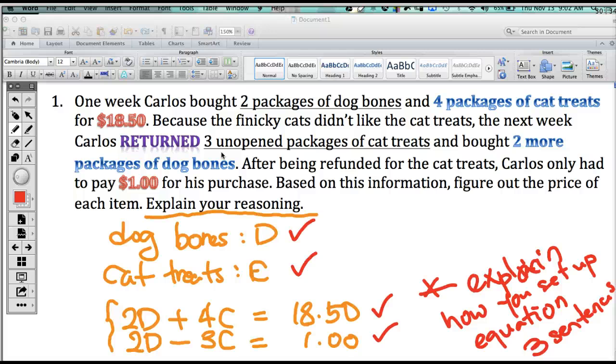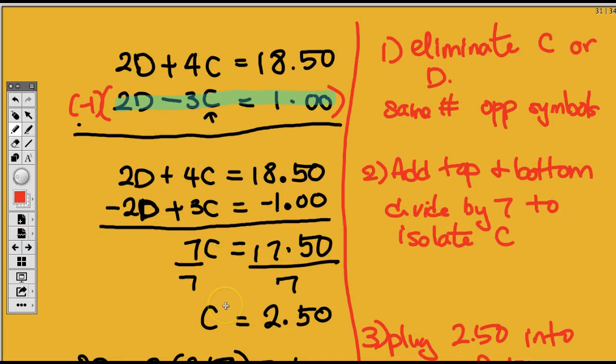Now, what if he got refunded like $3? What are you going to put here? -3, right? So please make sure you explain to me, maybe 3 sentences is excessive. Let me change that. At least 2 sentences, okay, on how you set up the equation. And then once you explain that to me, then I want you to go ahead and just like I did, write down all the steps that went along with every single thing over here.